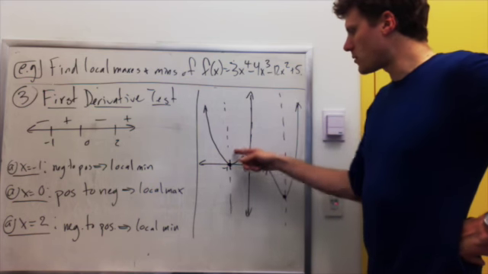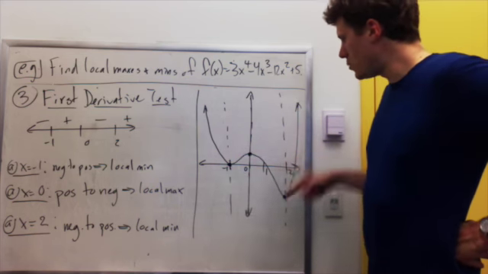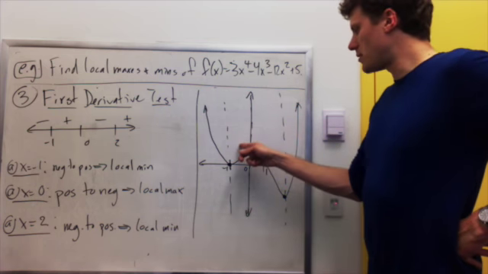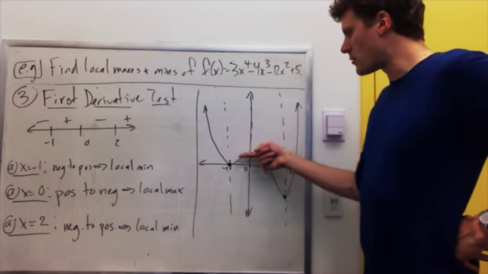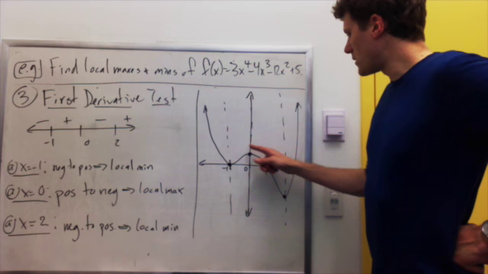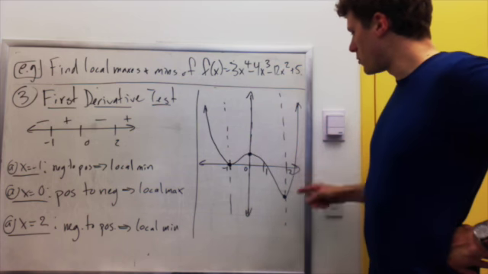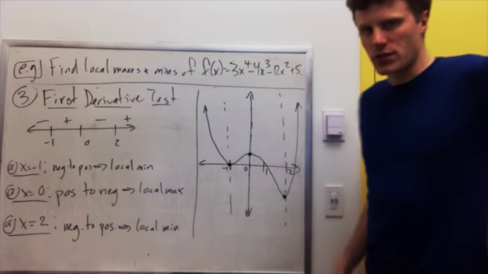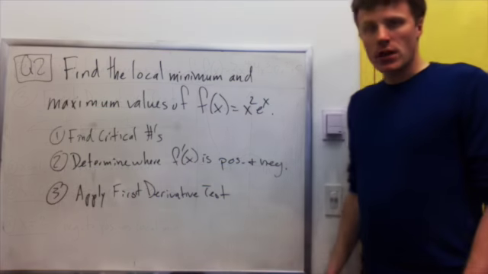Between -1 and 0, the graph is increasing, but from 0 to 2, it's decreasing. Positive derivative changes to negative at 0, where we have a maximum. And finally, the negative derivative changes to a positive one to the right of 2, which gives us a minimum at 2. Okay, so here's question 2.